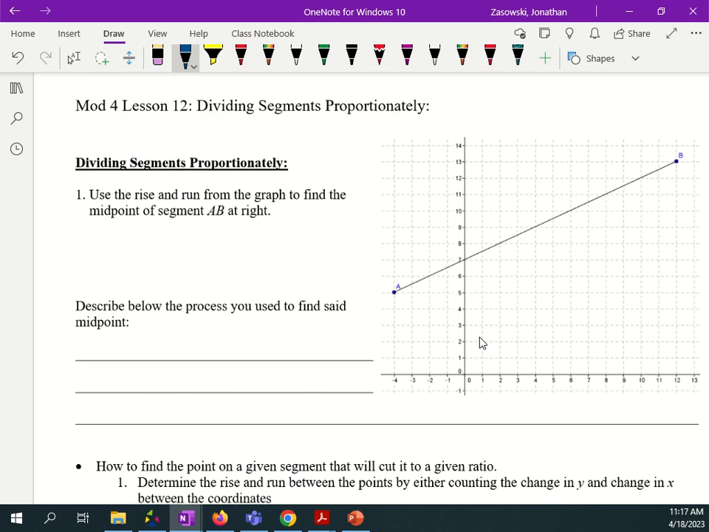This is what we're working on today. So let me ask you guys a question for number 1. If you were to use the graph to find the midpoint, what would you do? Without using the midpoint formula, how can I find the midpoint of segment AB here?